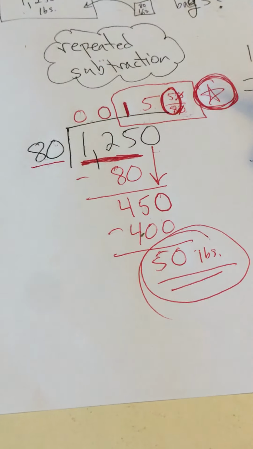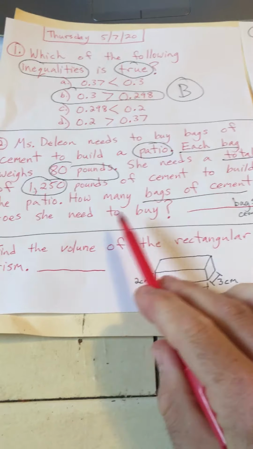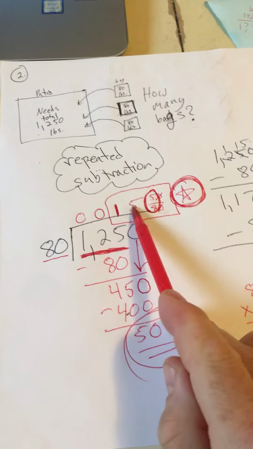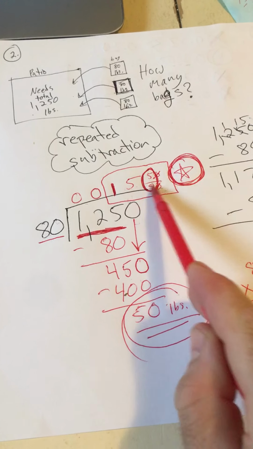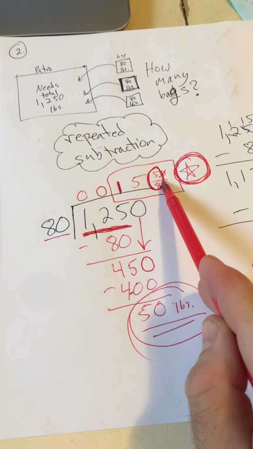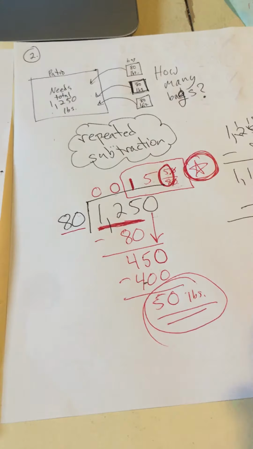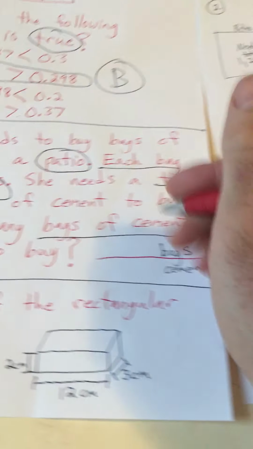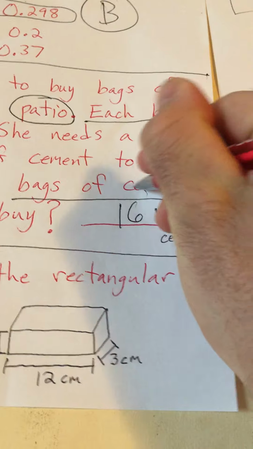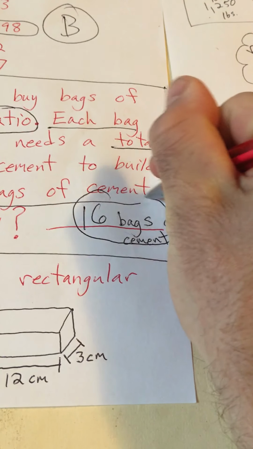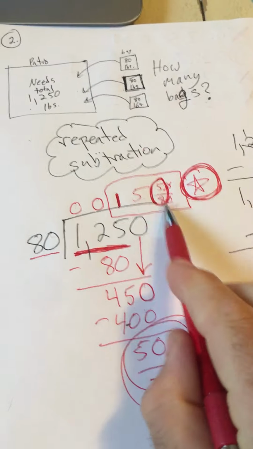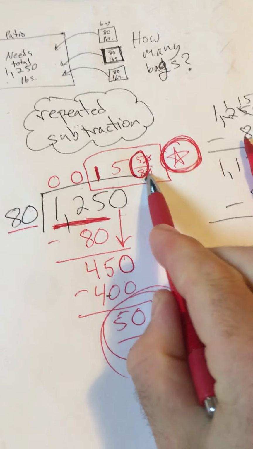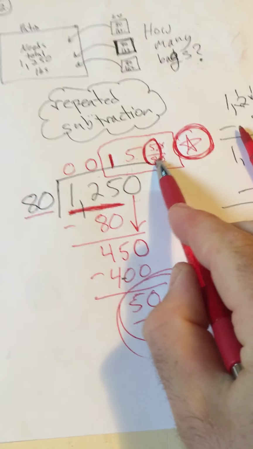So the answer to this problem, how many bags of cement does she need to buy? If she buys 15, it's not enough. She's still going to need to buy a little more than a half of a bag. So the answer, even though the division came out to be 15 with the remainder, the answer is 16 bags. Because if she buys 15 bags, she's going to need another 5/8 of a bag.